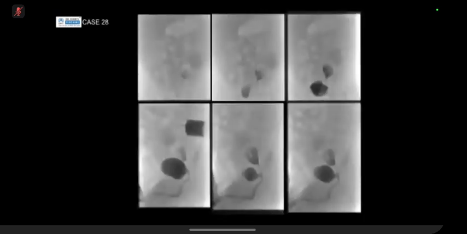Okay, this is your next case. This is an MCUG. So this child has an anorectal malformation. That's their past history.